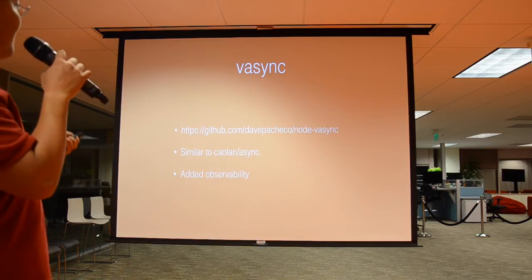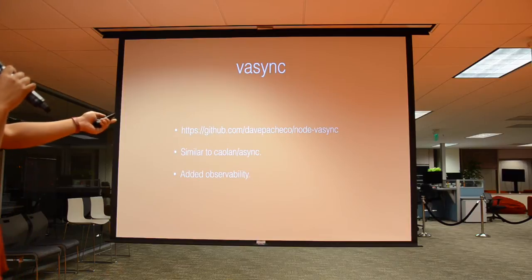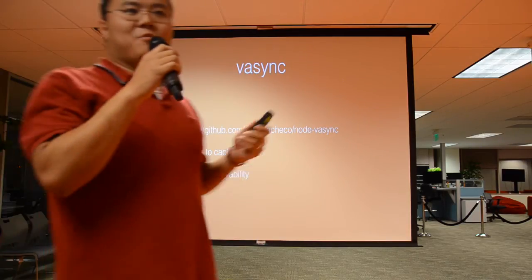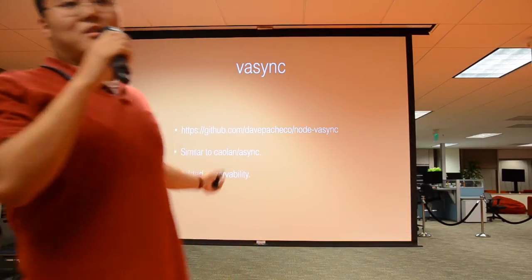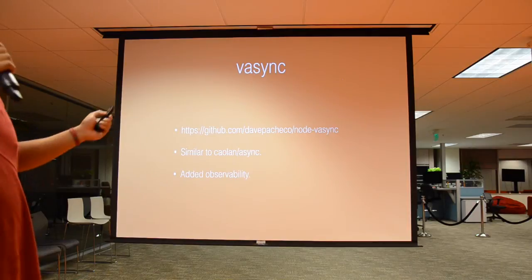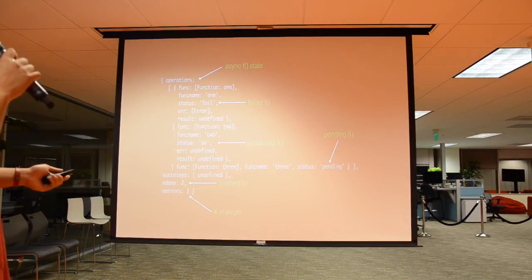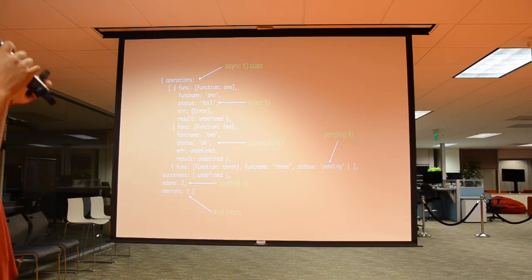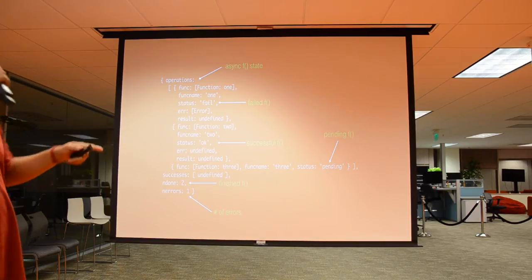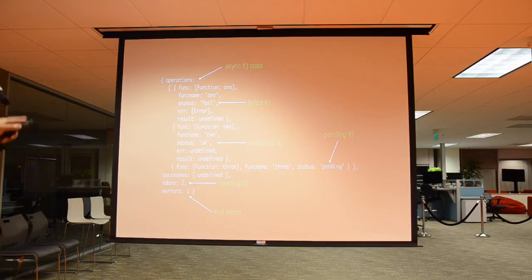And what's different about vasync is it's similar to async. There's a push to the GitHub page, but it adds observability. Again, I'm going to keep going back to observability all night, because that's really critical to this talk. It gives you observability into your asynchronous operations. So what's key is vasync gives you this results object whenever you invoke it and at the end of the callback. And this results object gives you the state of your asynchronous applications.